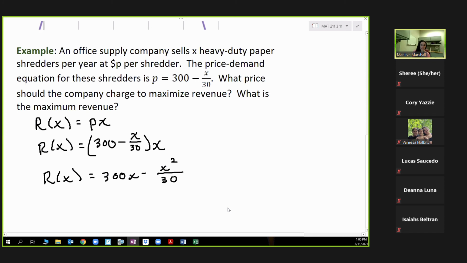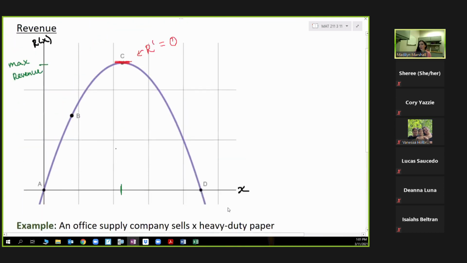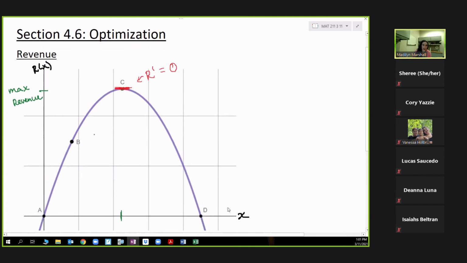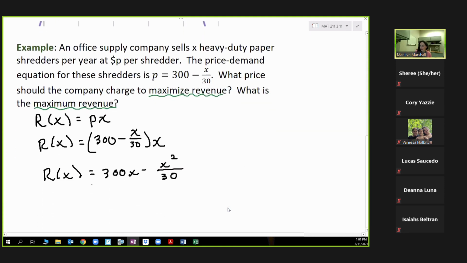So when we are trying to maximize something or minimize or whatever we're doing, we always need to find the function for that thing first. So if we want to find the conditions that will give us the maximum revenue, we need the revenue function first. The derivative? Yes, exactly. So we know that wherever the maximum revenue is happening, the derivative is 0, just like all of our other maximum and minimum. So we will take the derivative.